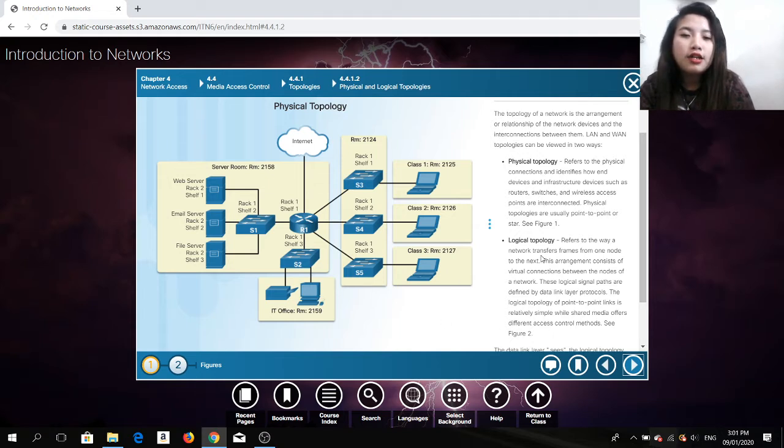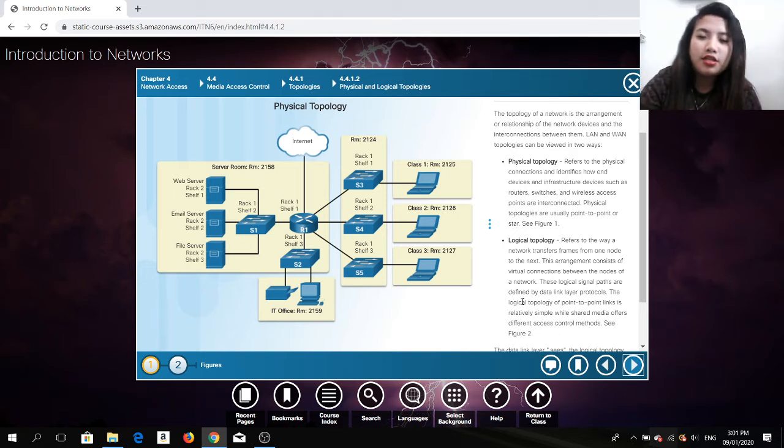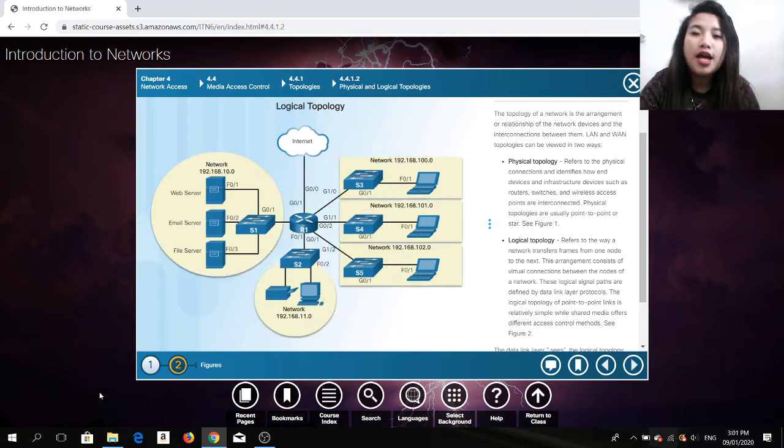While logical topology refers to the way a network transfers frames from one node to the next. This arrangement consists of virtual connections between the nodes of a network. These logical signal paths are defined by data link layer protocols. The logical topology of point-to-point links is relatively simple, while shared media offers different access control methods, as you can see here in the second picture.